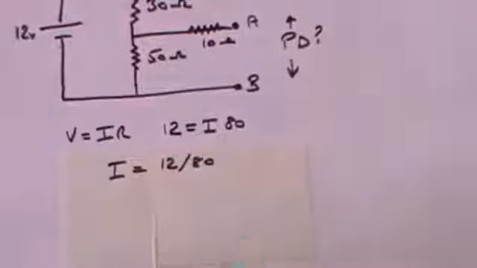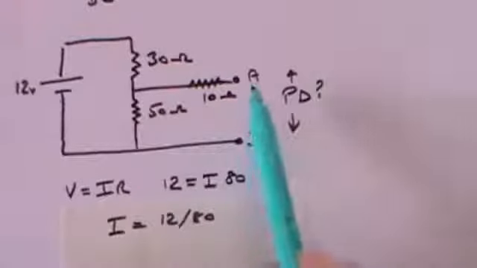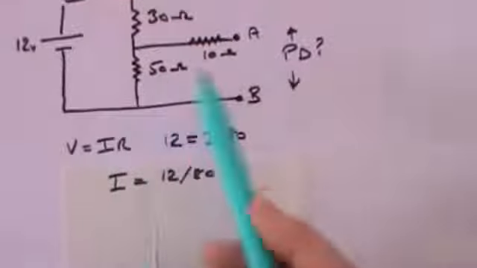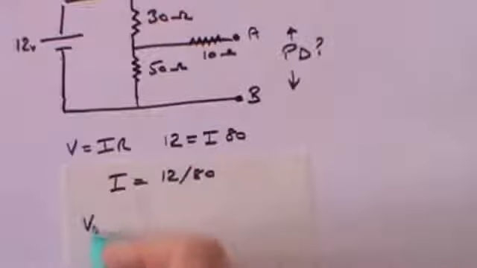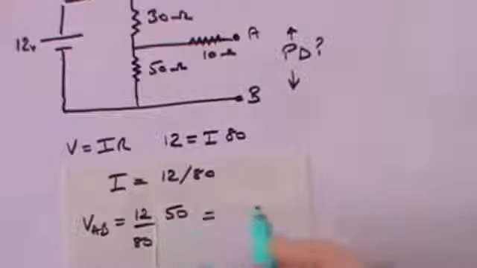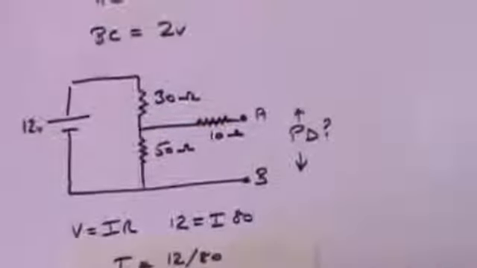We're not actually asked to identify what the current is, so I'm not going to waste time calculating that, because all I now need to say is that the potential difference across here, which is the potential difference across the 50 ohms, is simply going to be Ohm's law, V equals IR, so V across AB is equal to I, which is 12 over 80, times the resistance, which is 50, and that, I think, if you calculate it, will be 7.5 volts.